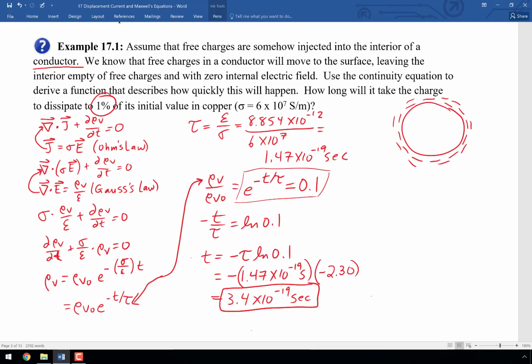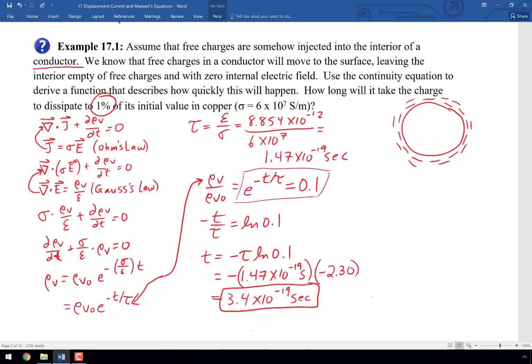And unless you're dealing with a system that has time constants that are that long or that short, you can essentially say that it will happen instantaneously. As soon as you inject charge into a conductor, it will dissipate almost entirely. So it's interesting. We've been able to derive the continuity equation, which we have a great deal of confidence in. We've been able to use the continuity equation then to figure out what happens inside of a conductor. We wouldn't have been able to solve this example without the continuity equation.